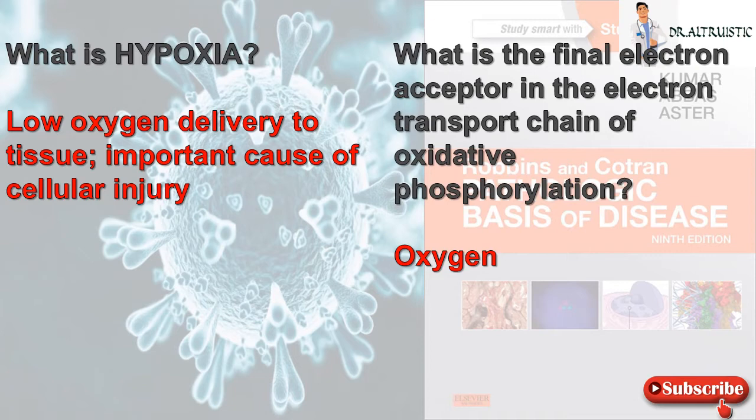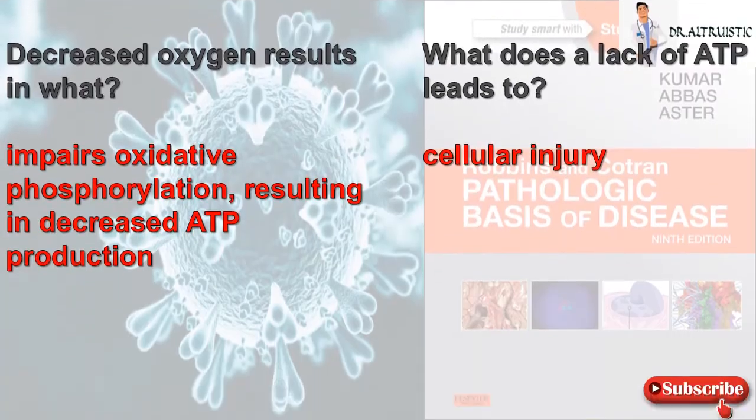What is the final electron acceptor in the electron transport chain of oxidative phosphorylation? Oxygen. Decreased oxygen results in what? It impairs oxidative phosphorylation, resulting in decreased ATP production. What does a lack of ATP lead to? Cellular injury.